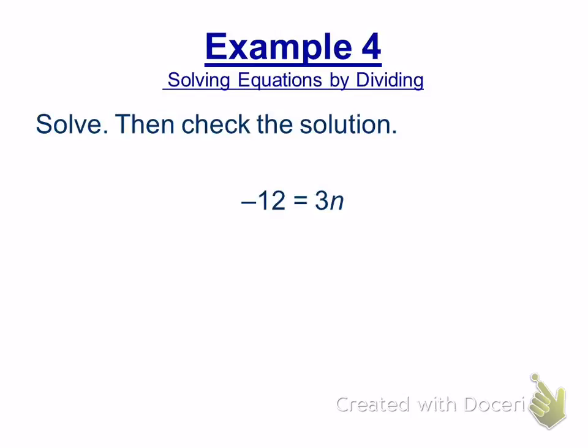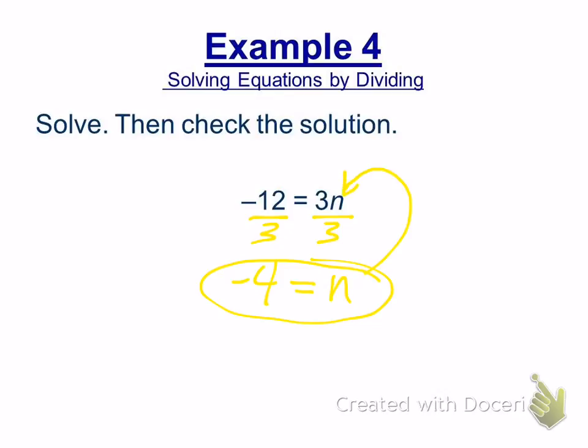Okay? So what would we do here? Do we have to work it this way? Can we swap sides if we want to? Yes, but we don't have to, right? Cooper, what would we do? You would divide both sides by 3, right? Negative 12 divided by 3 is negative 4. Negative 4 equals n. Same as n equals negative 4. Plug that right back in. Make sure. What's 3 times negative 4? Negative 12. Negative 12 equals negative 12, so we're in good shape.